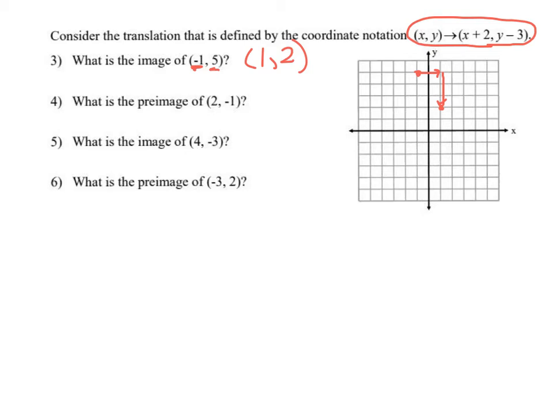Now problem number 4 is a little bit different because it's asking for the pre-image. In other words, where would your starting point be in order to land at 2, -1 after you do the particular translation. So I'm just going to plot our point 2, -1. So what point would you have to start at in order to land at 2, -1? And so from our starting point, wherever that is, we know we've got to go to the right 2 and then down 3.